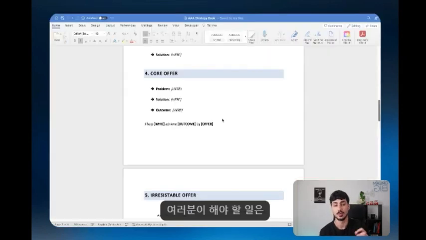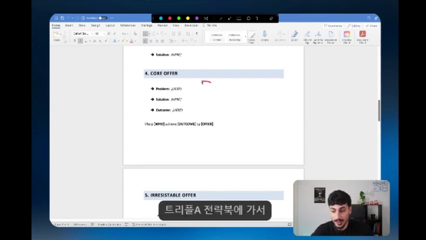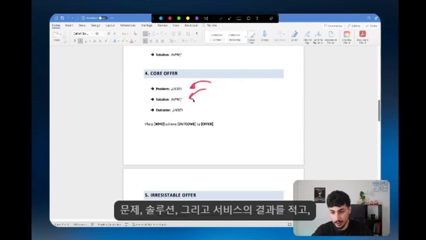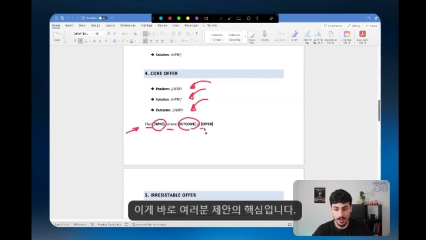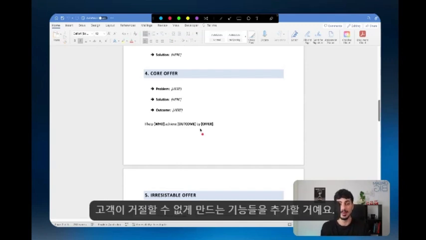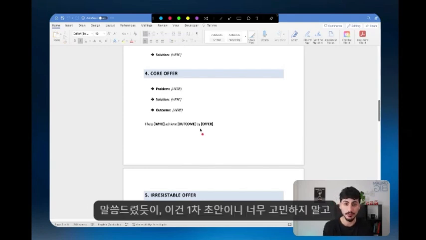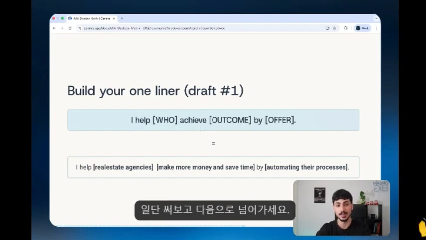Once you guys have this one-line core offer, I want you to come to the AAA strategy book, write down the problem, the solution, and the outcome of your services, and then write down the one-liner: I help this person achieve this outcome by this offer. This is the core fundamental part of your offer. In the next section, we're going to make this offer irresistible by adding features that will make it a no-brainer for your customer. So as I said, this is just draft number 1, so don't overthink it, just write something and move on.